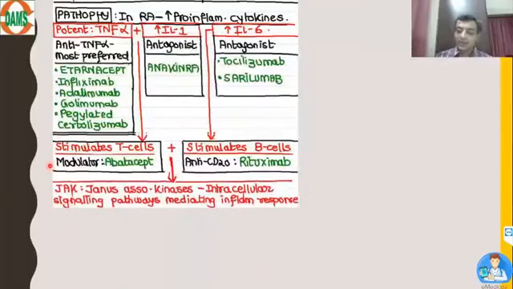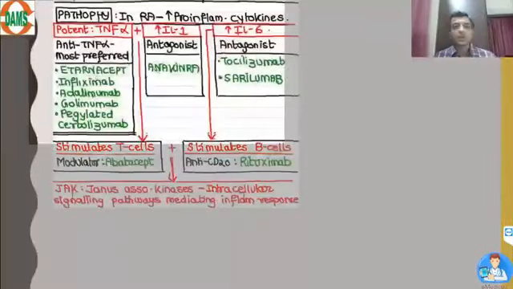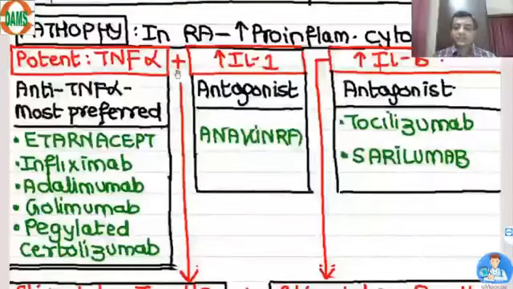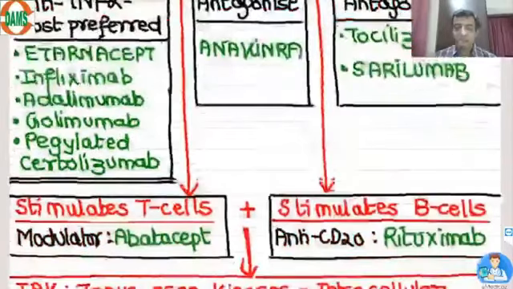The T cell and the B cell together, if you do not control the disease, will activate the group of JAK. JAK stands for Janus associated kinases.